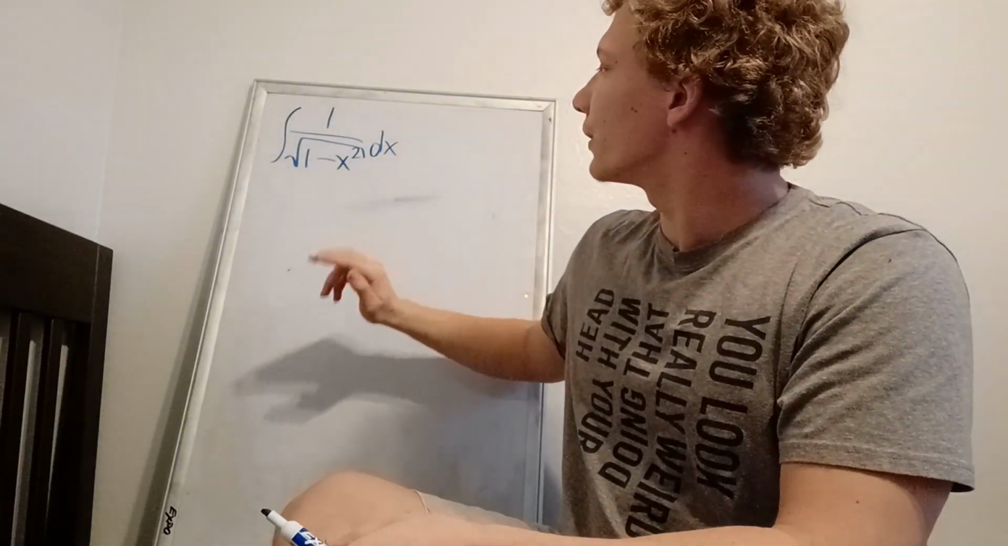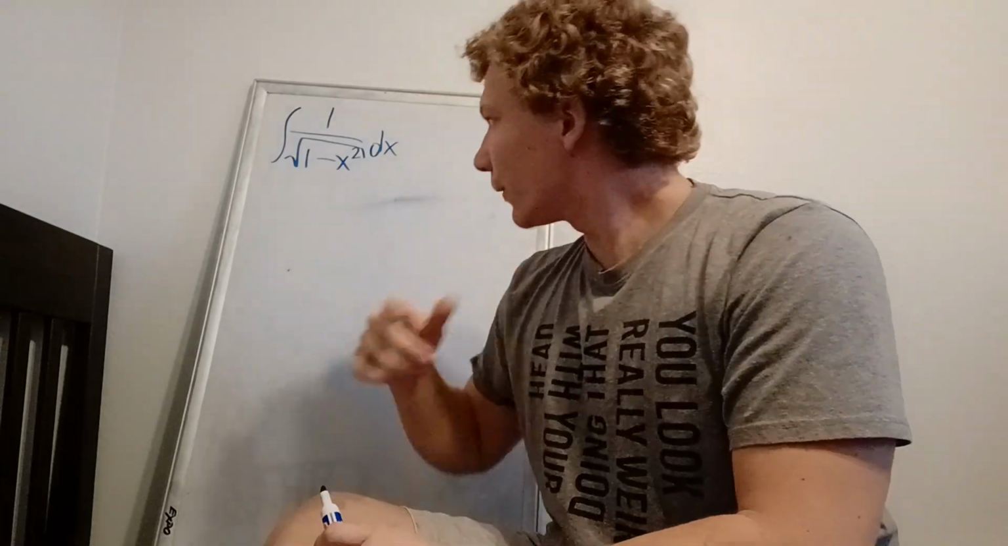Today I'm going to talk about a new technique for solving integrals. It's somewhat similar to the u substitution that I've been teaching you, but this time instead of having u equal some function of x, we're going to let x equal some function of u. To show you exactly what I mean by this, I'm going to be using the integral of 1 over the square root of 1 minus x squared.